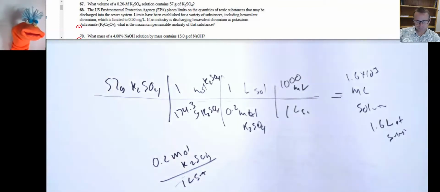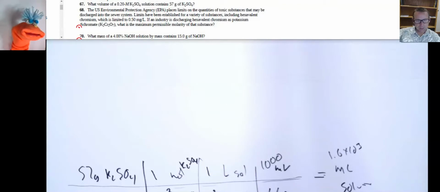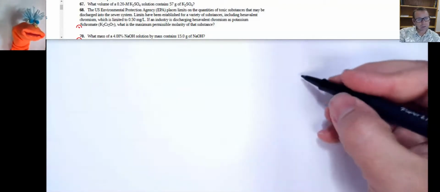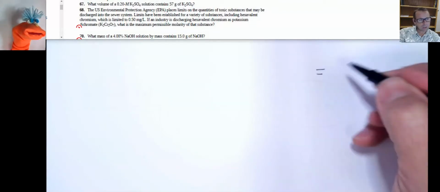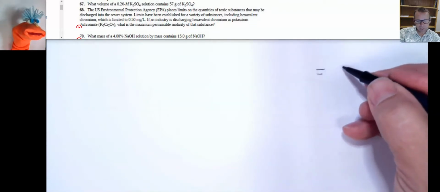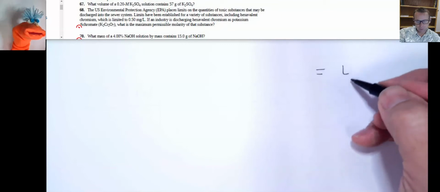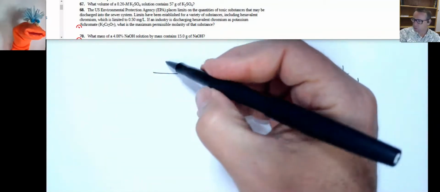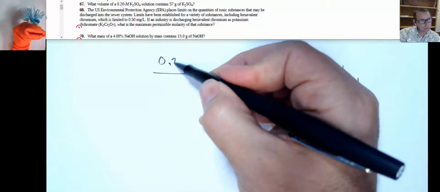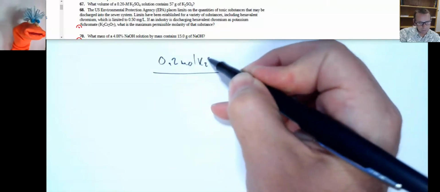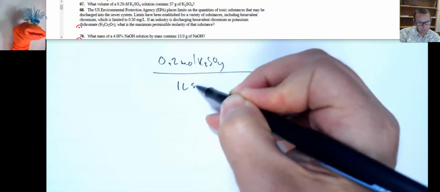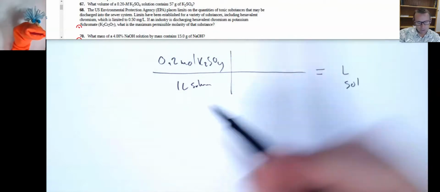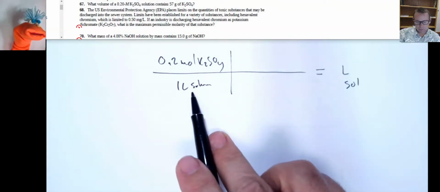Now, if we had done that differently, if we had chosen, we wanted here what volume contains this many grams, so let's do liters this time. If I want to know how many liters of solution contains this many grams, and if I started with 0.2 moles of K2SO4 for every 1 liter of solution, right? Then I would say liters of solution.